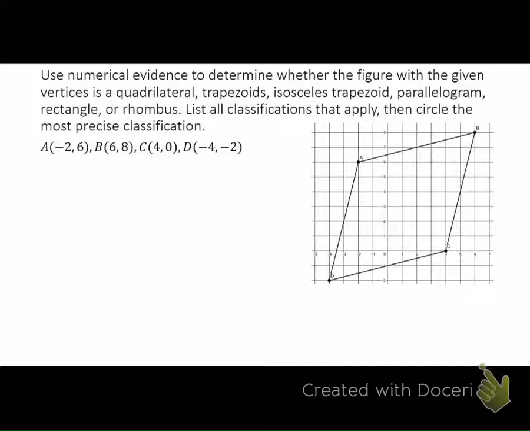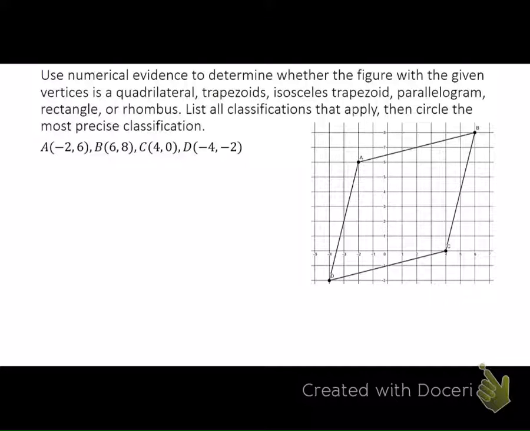All right, so it says, use numerical evidence to determine whether the figure with the given vertices is a quadrilateral, trapezoid, isosceles trapezoid, parallelogram, rectangle, or a rhombus. List all the classifications that apply, and we are going to circle the most precise or specific one.